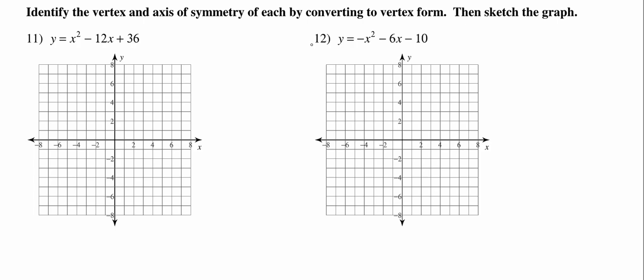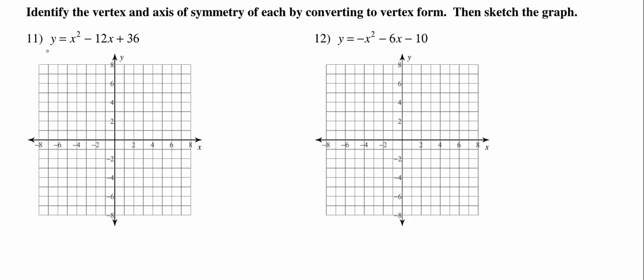Alright, for these questions, we have to identify the vertex and axis of symmetry of each of the following by converting them to vertex form. Then we have to sketch the graph of these functions. So question 11, we have to convert this quadratic into vertex form. So how do we do that?